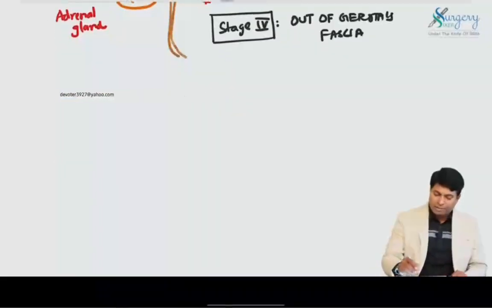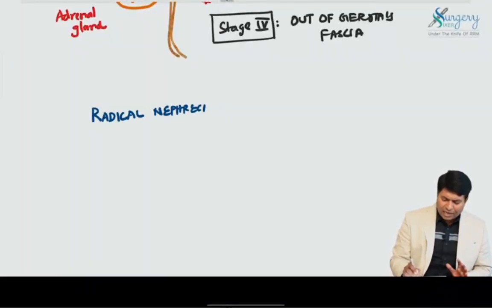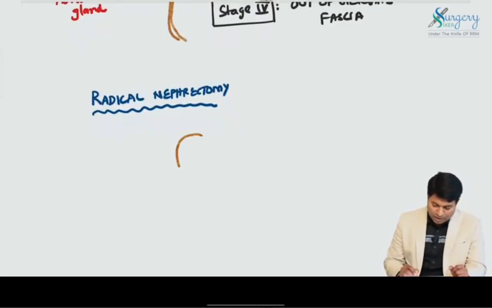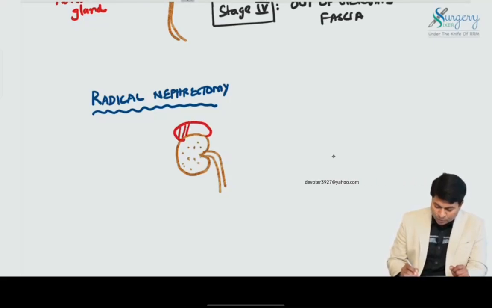So now what is the treatment? The treatment is usually radical nephrectomy. Whenever we see a case of RCC, we immediately advise radical nephrectomy if they are operable. So whenever we see a case of RCC, we ask them to remove the kidney. What are the structures removed in radical nephrectomy? We remove the kidney and, please remember, the adrenal gland.